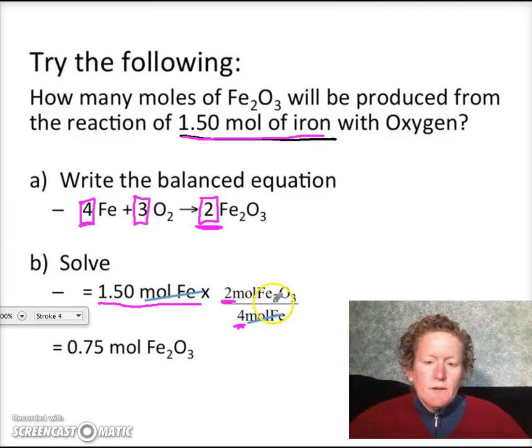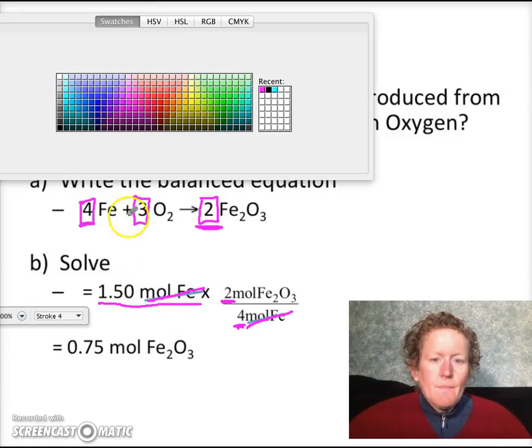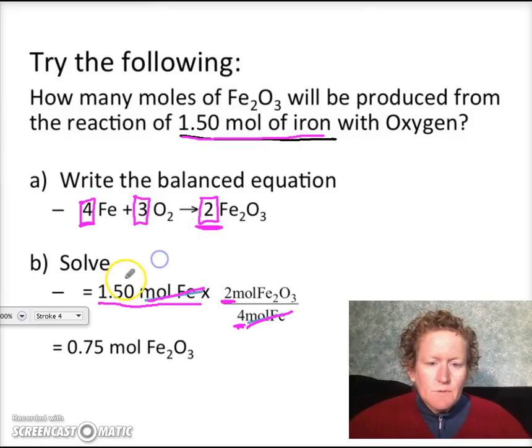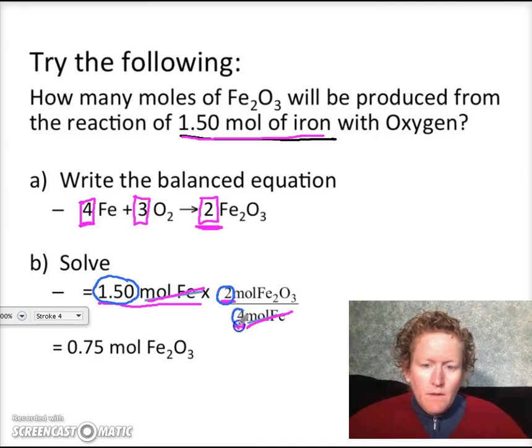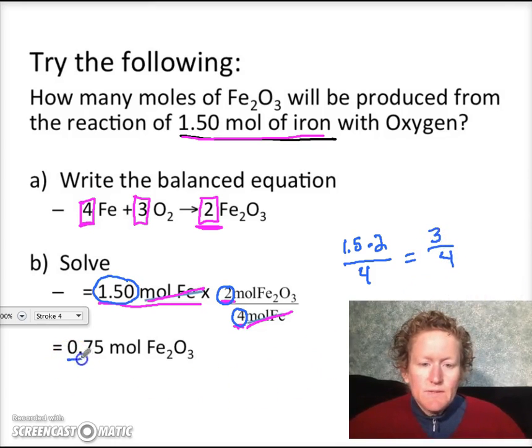So we have 2 moles of iron oxide for 4 moles of iron. We cancel the moles of iron here because that's not the unit we want our answer in. And then we just have to do the math. I'll circle the numbers we're going to multiply and divide here. So it's 1.5 times 2 divided by 4. And we know 1.5 times 2 is 3. So it's 3 divided by 4, so that equals 0.75.